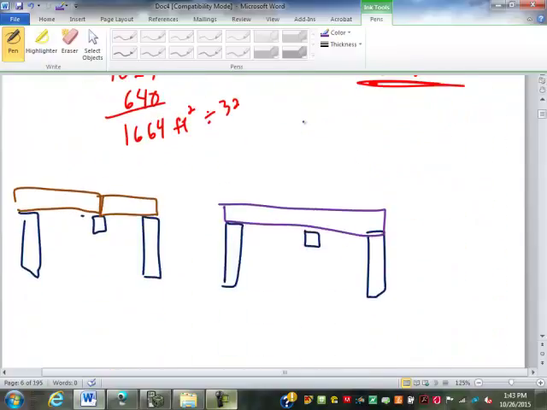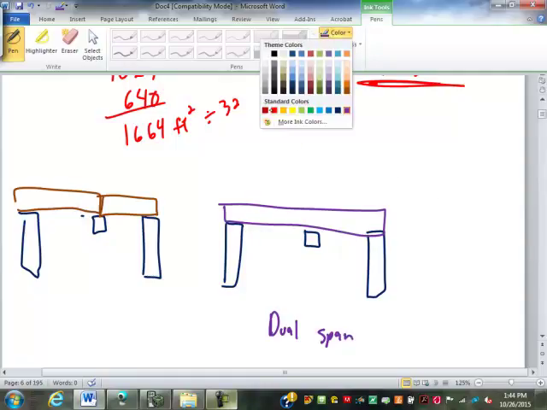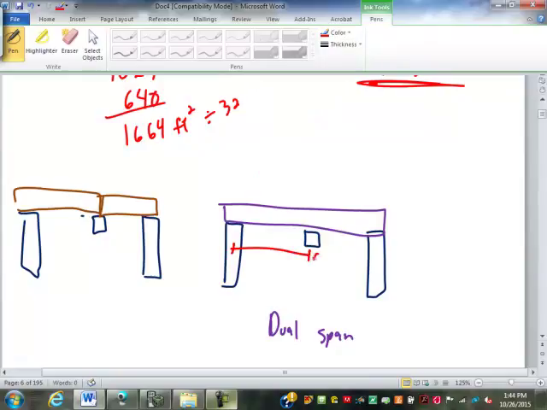And the problem you run into is if you leave the beam in there and just let it support in the middle, you get what's called a dual span beam situation. Or a dual span is when you have the same structural member spanning 2 spans. And that's what this is. There's a span from here to here, and then from here to here to here.